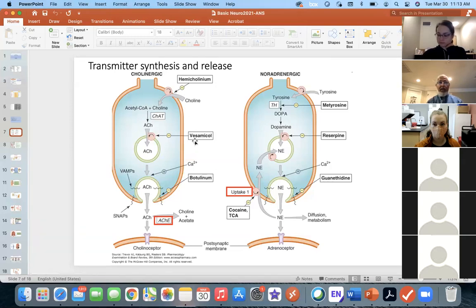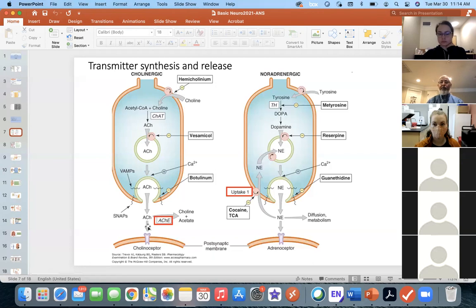Or you can use vesamicol; depending on the patient situation, you use different things. Vesamicol is something that, once the acetylcholine is produced, prevents it from going into the vesicle. If it is not inside the vesicle, it cannot be released. That's how you can produce an anticholinergic response. Or you can use botulinum, which will prevent the release of acetylcholine from the vesicle into the synaptic cleft. So that's how you can block the cholinergic response as well.